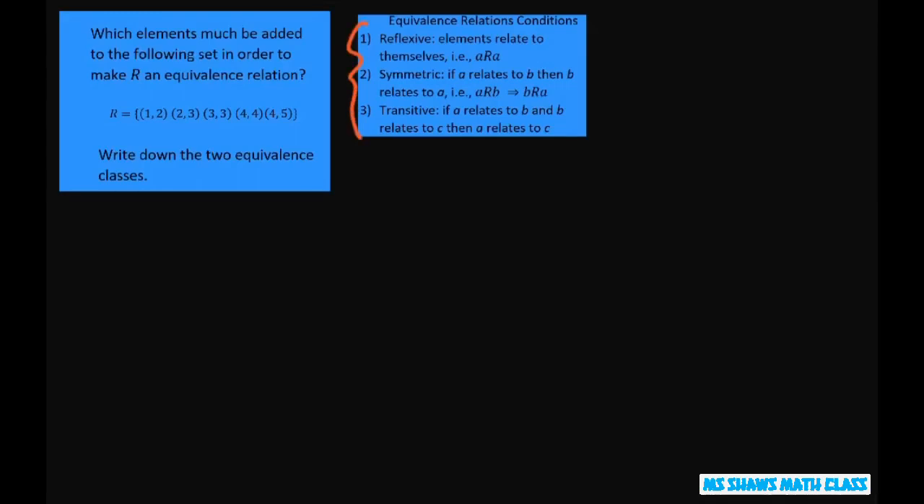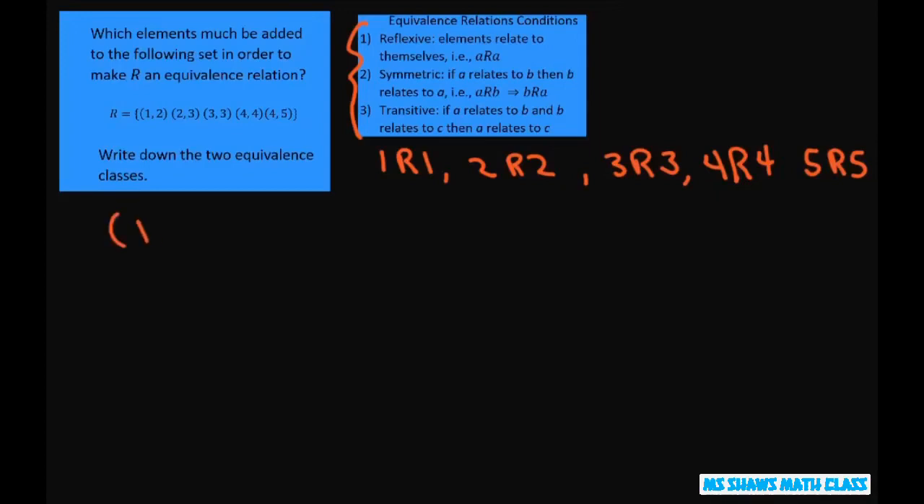So for reflexive, we need 1 is related to 1, 2 is related to 2, 3 is related to 3, 4 is related to 4, and 5 is related to 5. So what we're going to have to add is 1, 1 and 2, 2. We already have these. We already have these two, but we don't have 5 related to 5. So that takes care of reflexive.